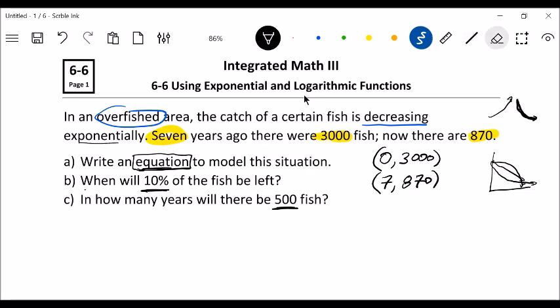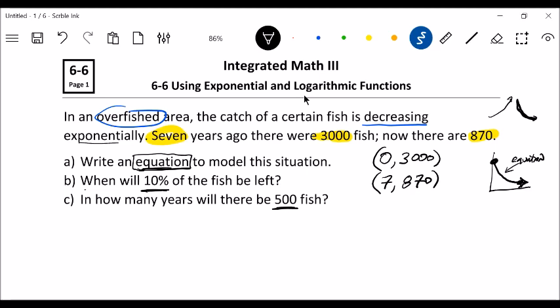So I'm going to erase the ones on here we wouldn't use. It means it's going to be going like this. So we have 0 and 3,000, and somewhere here in the 7th year we have 870. This we need the equation for. And that's what we're going to do.